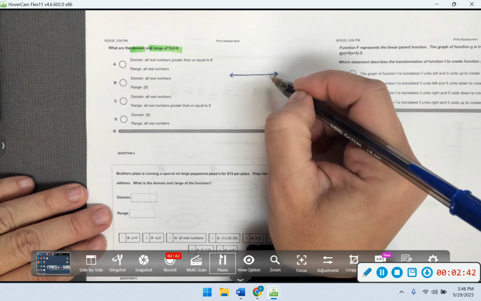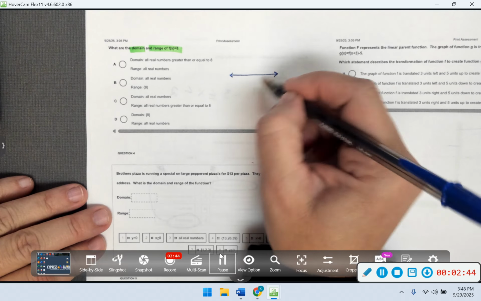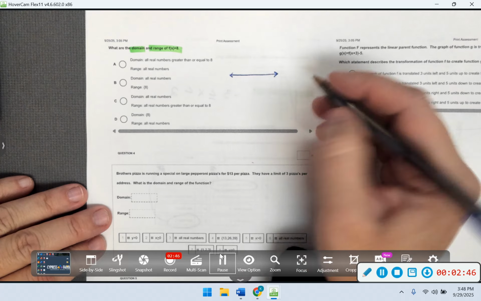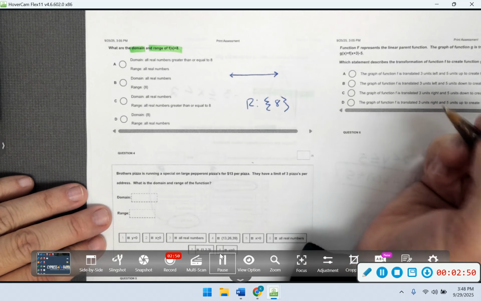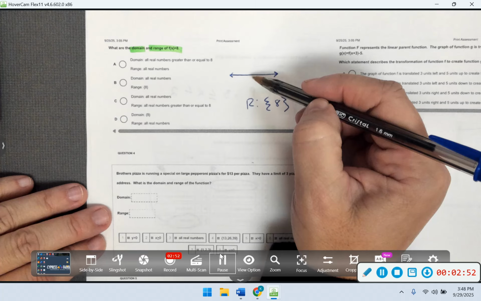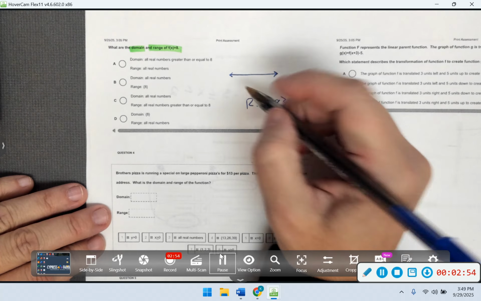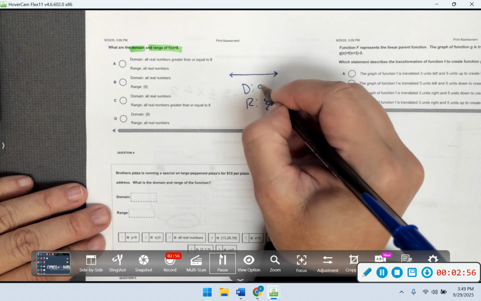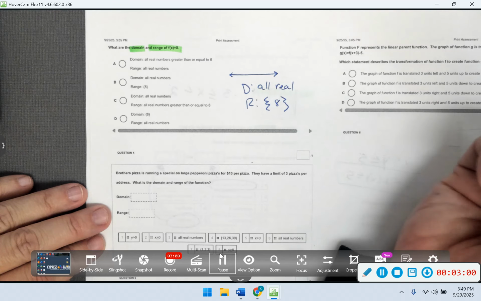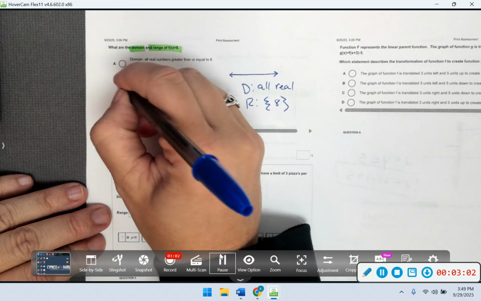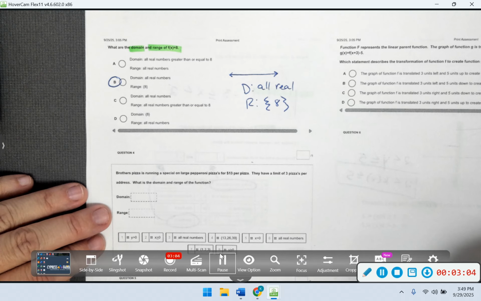So on this horizontal line, all the y's are going to be 8, so the range is 8. And then domain is left or right. It's going to go left forever and right forever. So your domain is all real numbers. So that looks like it should be B. Okay.